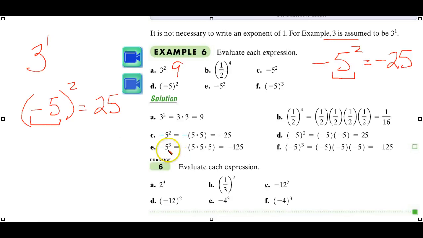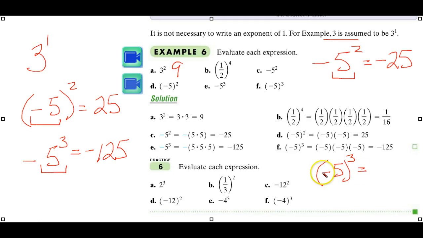Okay, now for this one, again, it's a -5 to the third. Our base is just the 5. So 5 to the third is 125. Then you apply the negative. Now here, because it's an odd number that we're raising a negative to, again, it's going to be a negative value, 125. So the answer for this one and this one are the same.